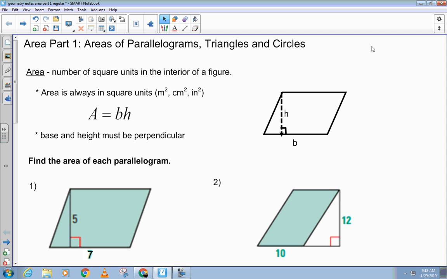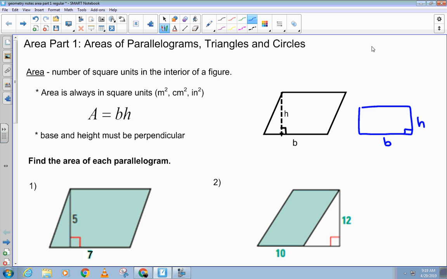All right. So we want to talk first of all about the area of a parallelogram. And the area of a parallelogram is base times height. And your base and your height have to be perpendicular with each other. Okay? Now, your rectangle is also a parallelogram. Okay? And so the sides are actually your base and your height because they're perpendicular with each other.